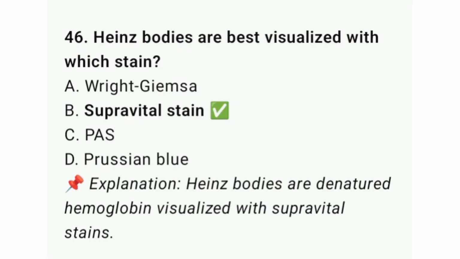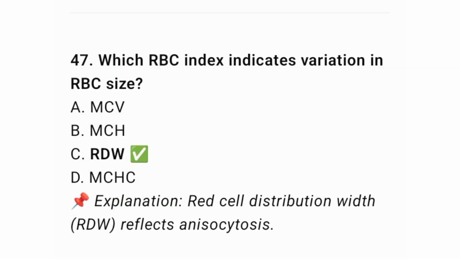Heinz bodies are best visualized with which stain? Supravital stain. Which RBC index indicates variation in RBC size? RDW, red cell distribution width.